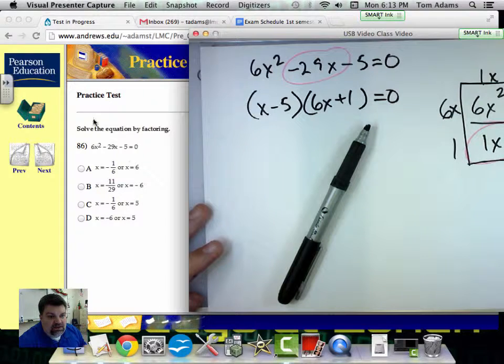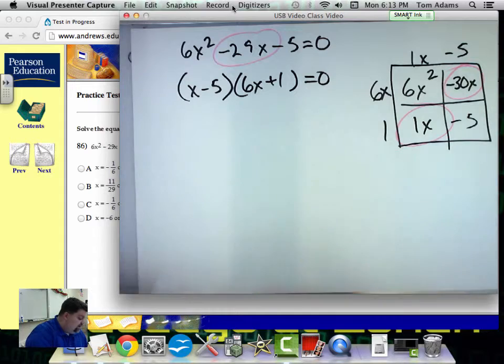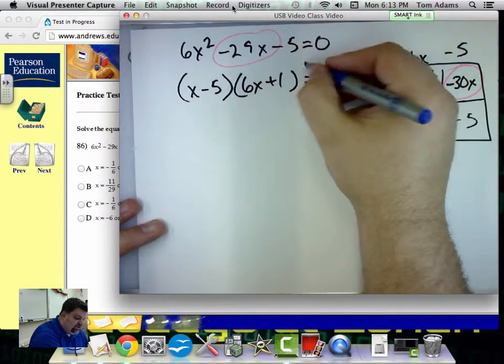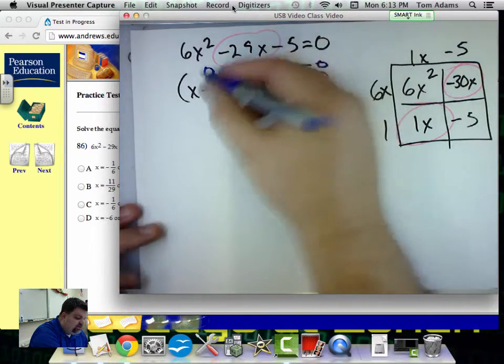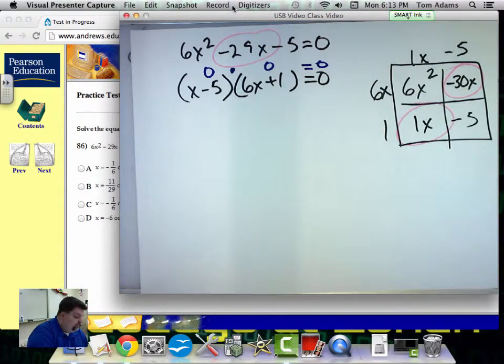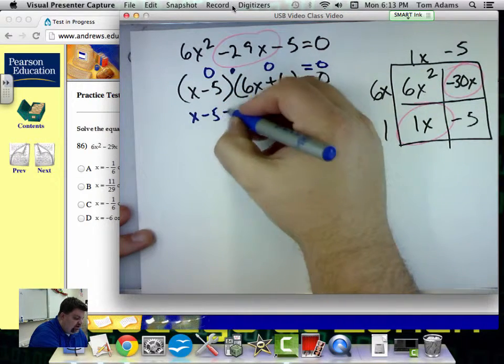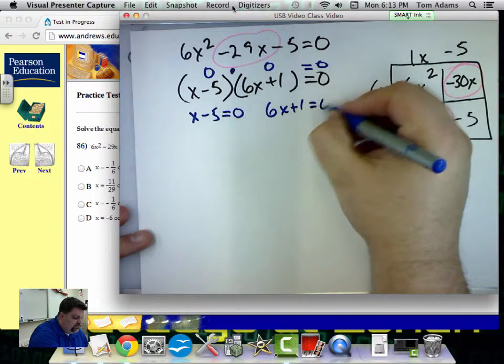Now, it says to solve the equation by factoring. So the only way I can guarantee that this times this equals 0 is if I think of this as being 0 or this being 0, because 0 times 0 equals 0. So that justifies this next step. x minus 5 has to equal 0 and 6x plus 1 has to equal 0.